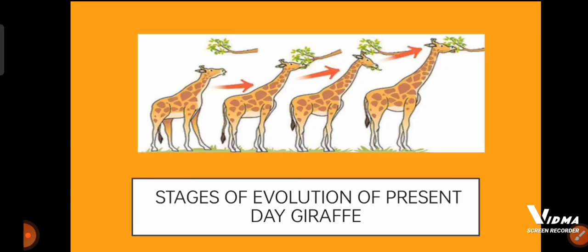Now this is a diagram showing the stages of evolution of the present day giraffe, कि कैसे वो in the first stage was incapable to approach tall trees, then with the passage of time he becomes capable, and now the present day species of giraffe has a long neck plus long forelimbs. It is a practical example of Lamarckism.